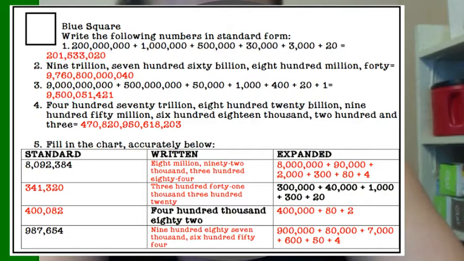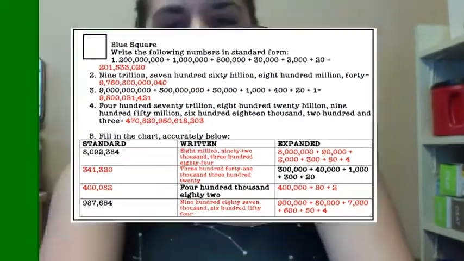So the first one, the expanded form, could also be 8 times 10 to the 6th power plus 9 times 10 to the 4th power plus 2 times 10 to the 3rd power plus 3 times 10 to the 2nd power plus 8 times 10 to the 1st power plus 4. For 400,082, the expanded form could be 4 times 10 to the 5th power plus 8 times 10 to the 1st power plus 2. And for our last one, which is 987,654, this would be 9 times 10 to the 5th power plus 8 times 10 to the 4th power plus 7 times 10 to the 3rd power plus 6 times 10 to the 2nd power plus 5 times 10 to the 1st power plus 4. Whew, it's a mouthful.